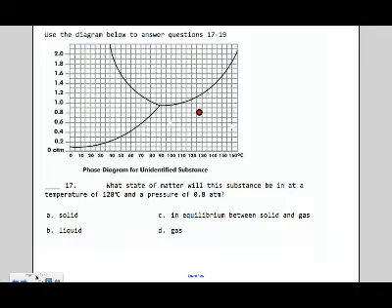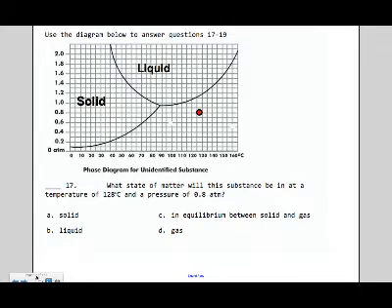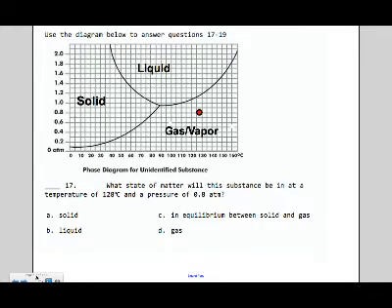So now you have to remember what those regions mean. Well, this is the solid area over here. This is the liquid area. And then this is the vapor or gas region. So that point with those conditions is in the gas or vapor region. So you're looking at answer choice D here.